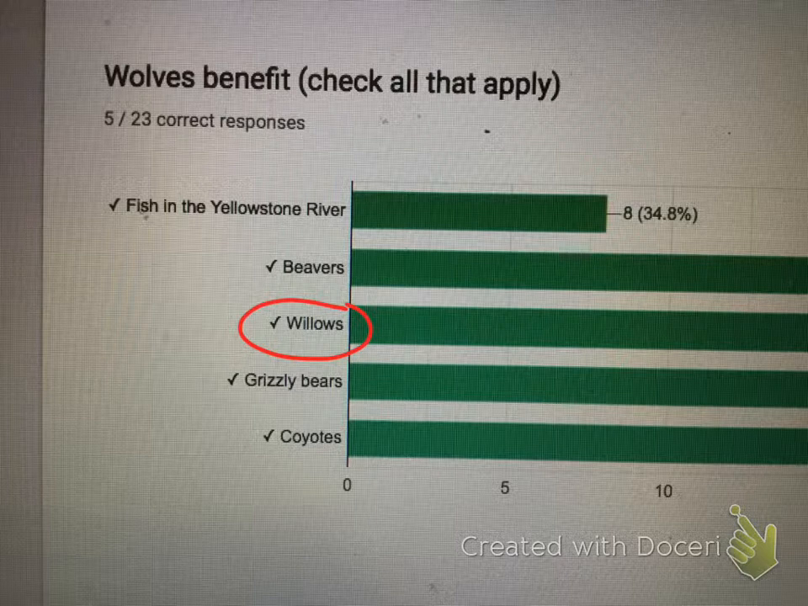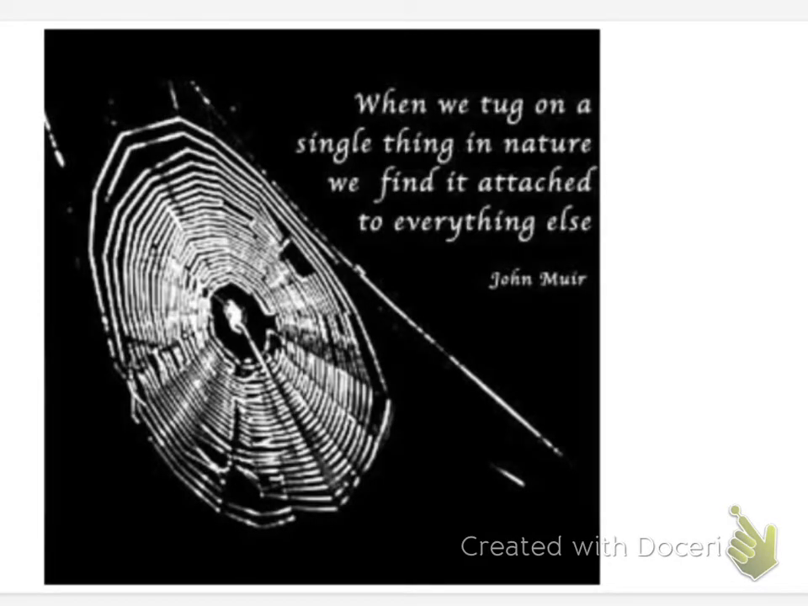You don't have to kill them all. You just have to scare them. It's a terrible, terrible way to run an ecosystem. Well, you know. Okay, it leads us to this idea that every single thing in an ecosystem is connected, and when we tug on one thing, we tend to find it connected to everything else.